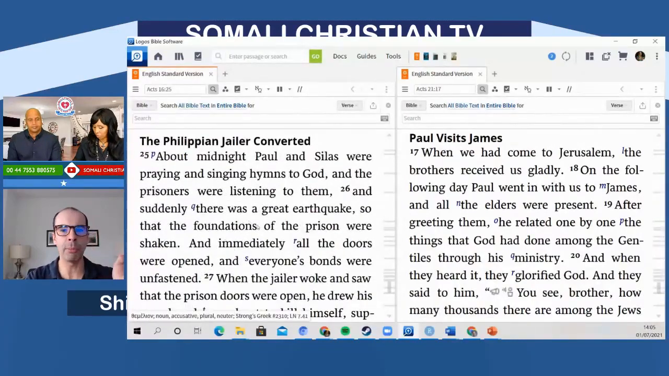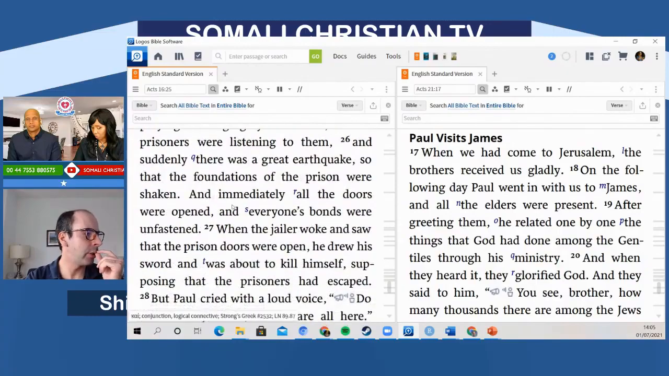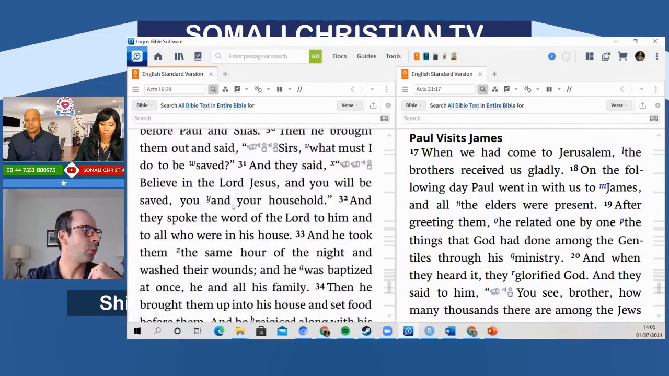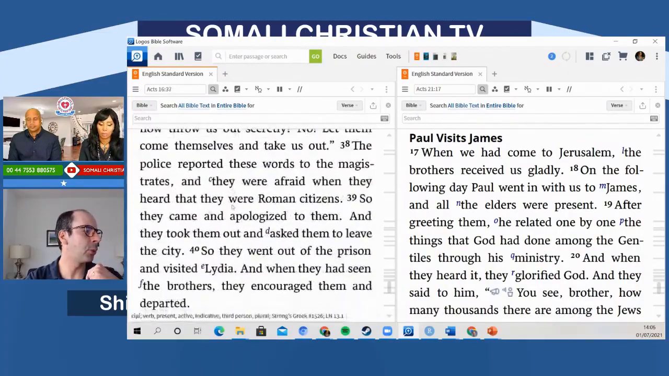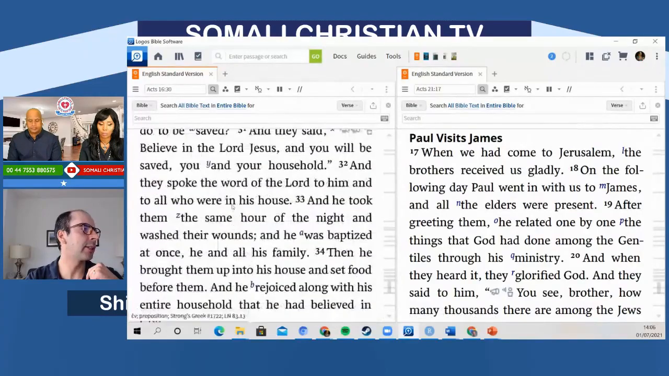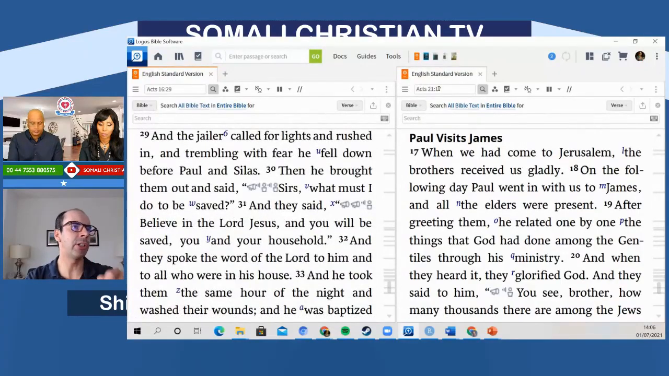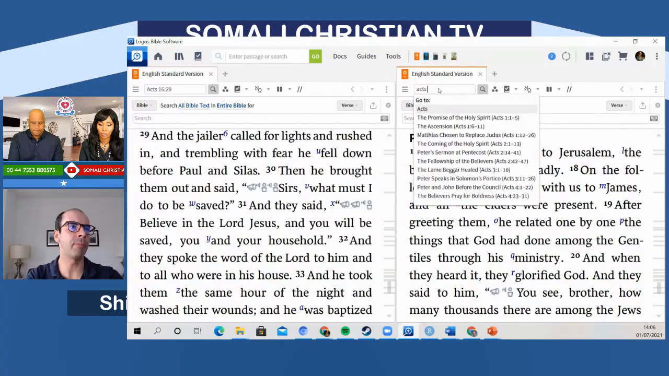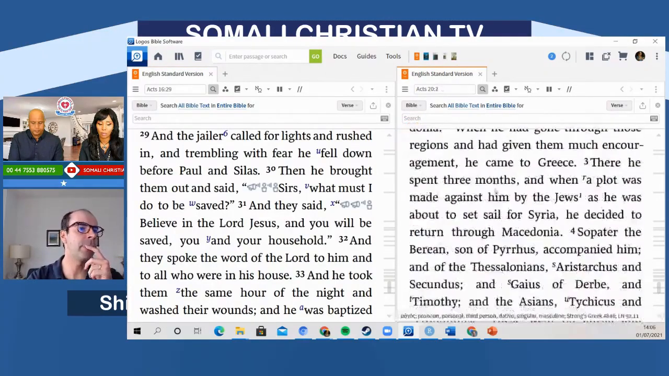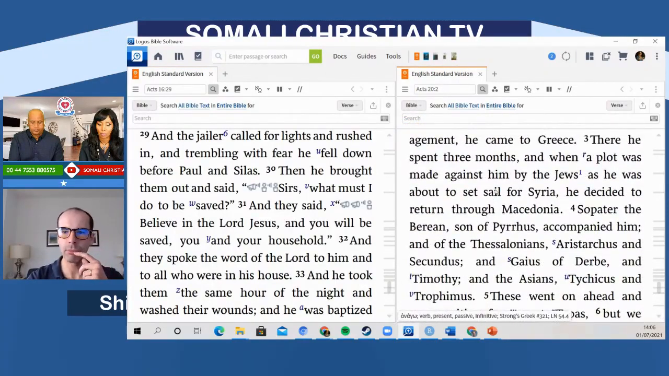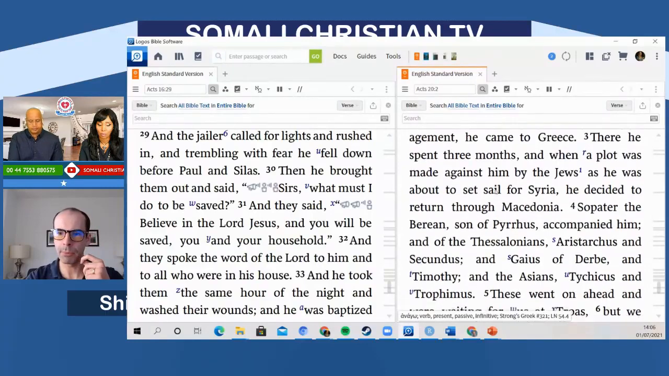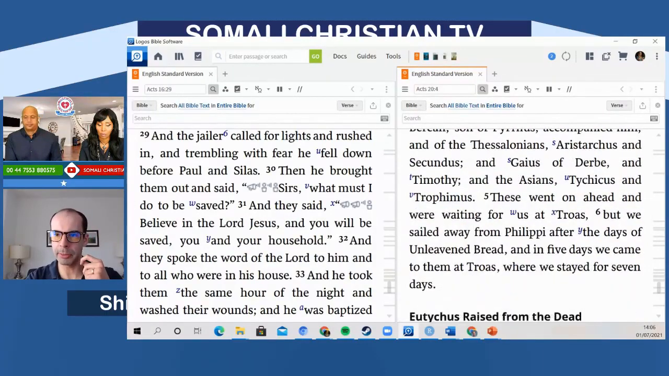So in Acts 16, for example, you have the introduction of the we passages, and in Acts 16, they actually trail off when Paul goes through Philippi. The we passages trail off subsequent to that in Acts 16. And then they start again in Acts 20.